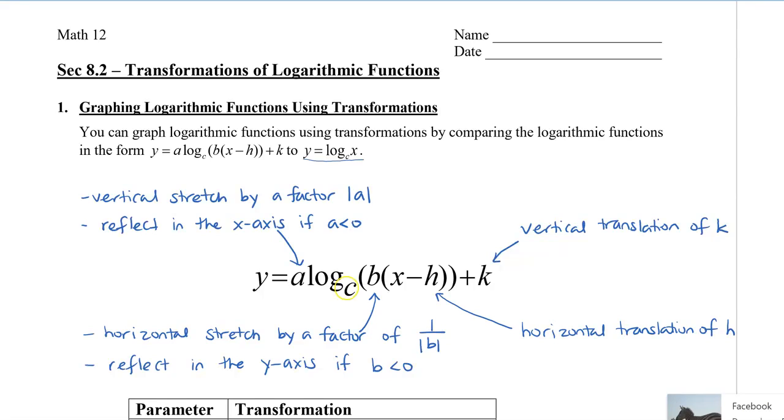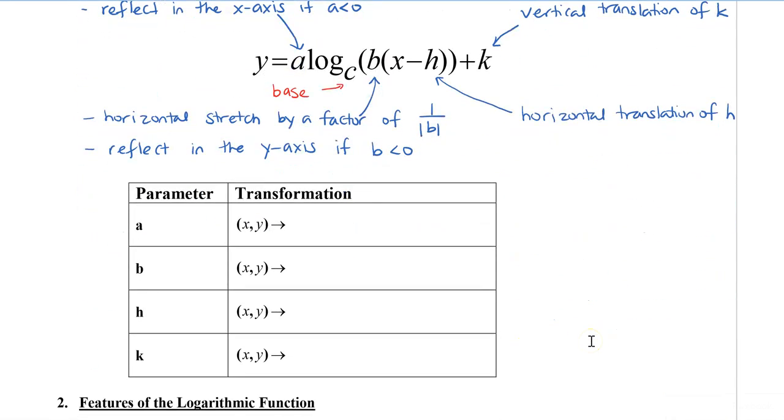So notice that again it is minus, just like all the other functions that we've looked at before. Now one other thing to point out is that there's a c here, and c is the base of this log, so it doesn't really come into play in terms of transformations. Transforming all of this into our mapping notation, we have (x, y). The a will give us (x, a times y). The b will be (x divided by b, y). The h will be (x plus h, y), even though it's minus. And the k will be (x, y plus k).